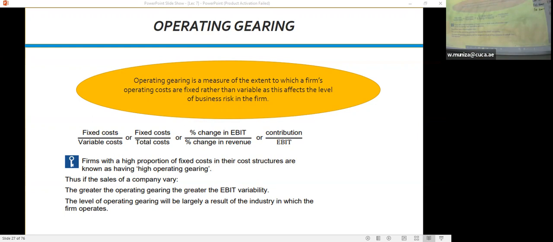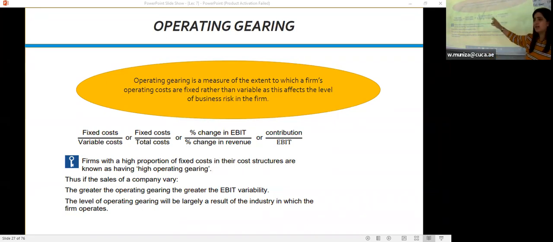My dear students, what is the business risk? A risk which is specifically related to the business under consideration. And in that business, what is the higher risk? Obviously, the amount of costs which are fixed in the organization.